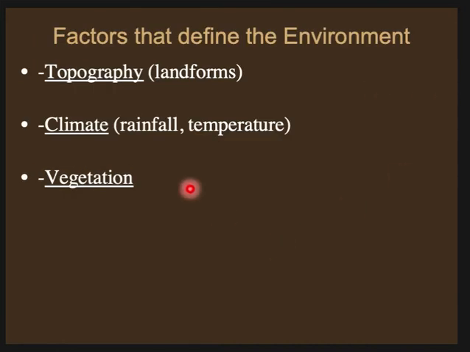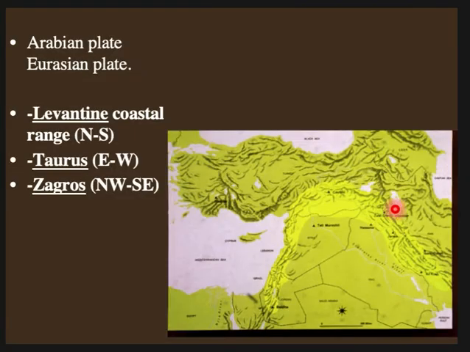Okay, so as we talked about before, topography, the landforms, the mountains, help define the environmental zone. They're going to determine, in some cases, the rainfall. That's part of climate, right? The rainfall and the temperature. And then we also have vegetation. So let's look at the Middle East in general.